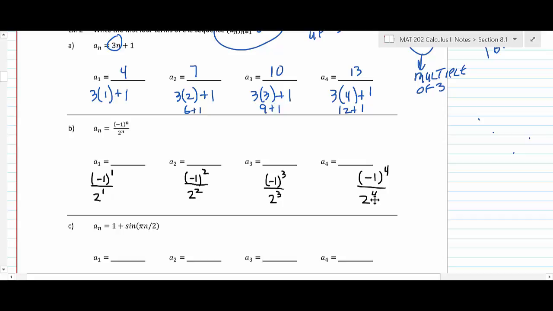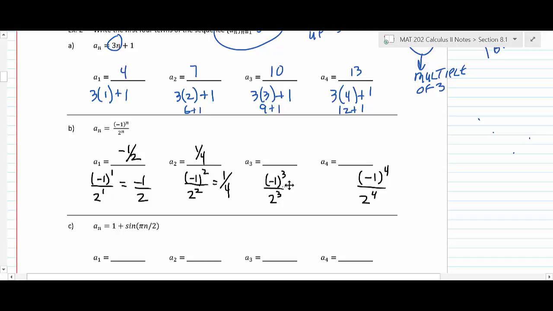Now, what you're doing with this is this -1 to the n, it's either going to be 1 or -1, right? So what's -1 to the first going to be? -1. And then 2 to the first is 2, so that means the first term in that sequence is -1/2. Okay? The next one, what's -1 to the second now? 1, and then 2 to the second is 4, so you have 1/4, like that.